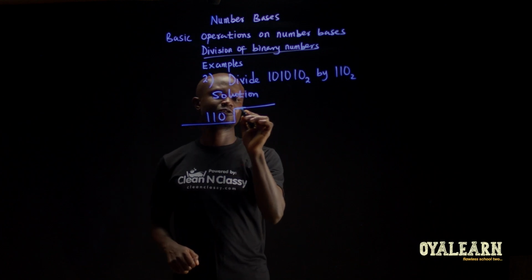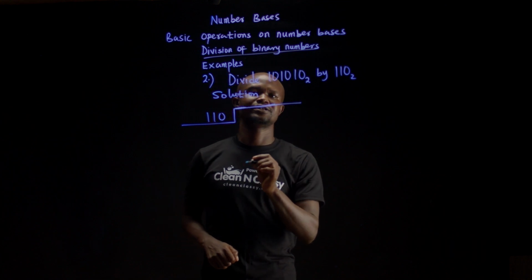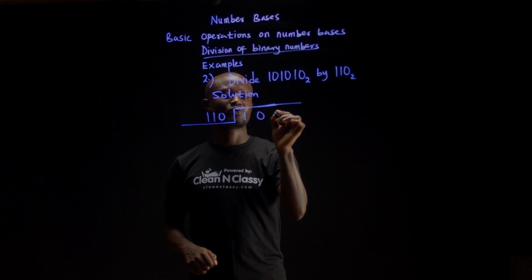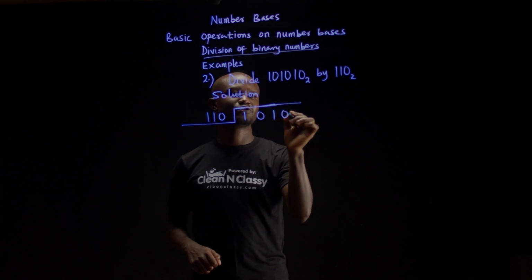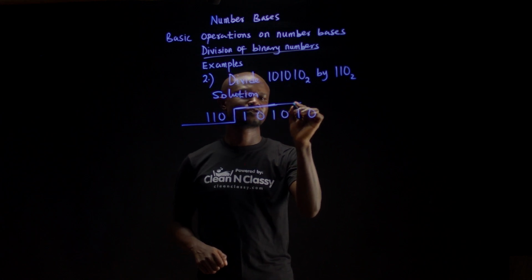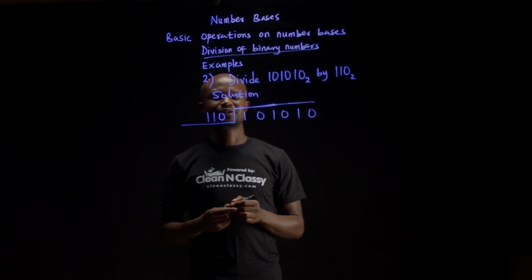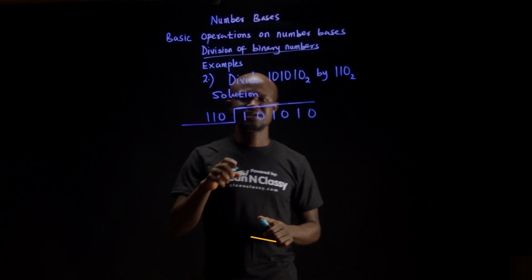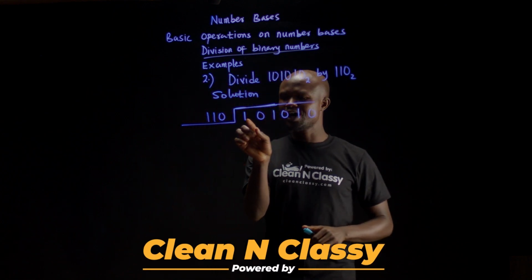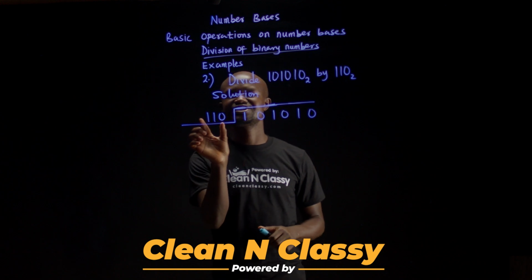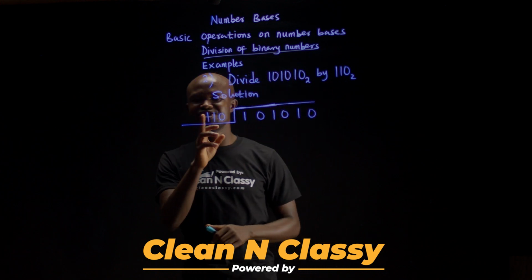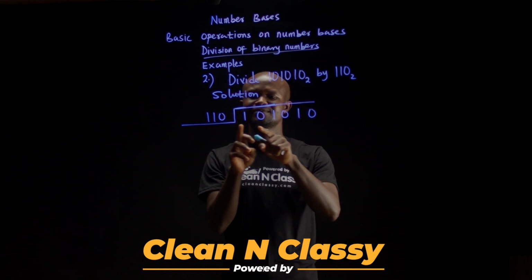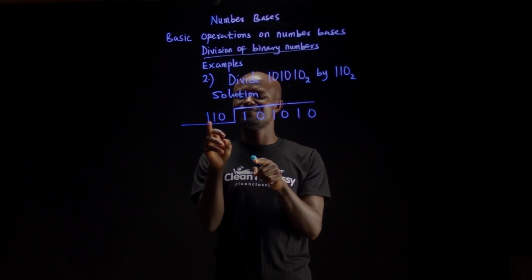and the dividend we have 101010. Now, don't forget the numbers are in base 2. We are dividing. Normally, we have 101. This is 3 digits. The divisor is a 3-digit number, so it's going to be compared to the first 3-digit number in the dividend, 101. And we also have here 110.